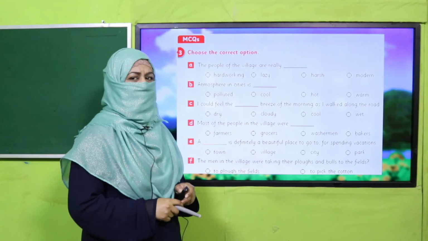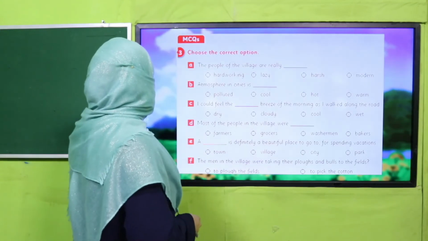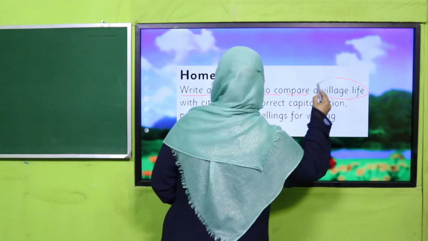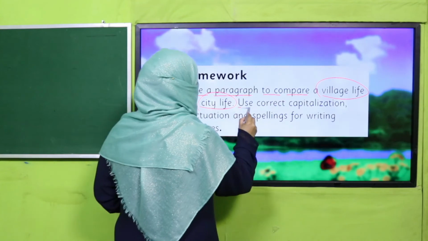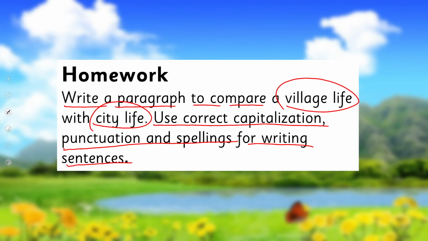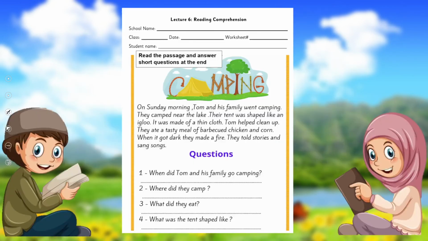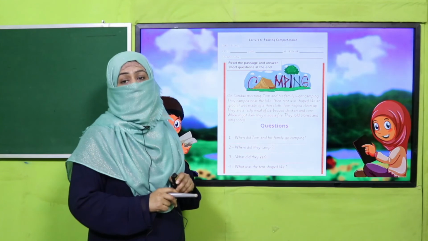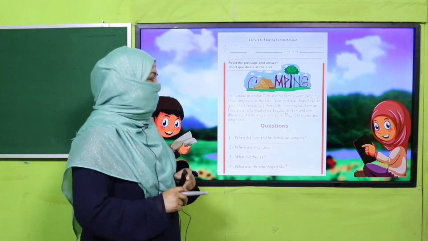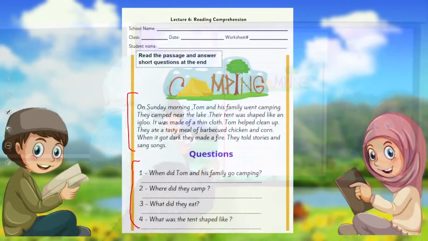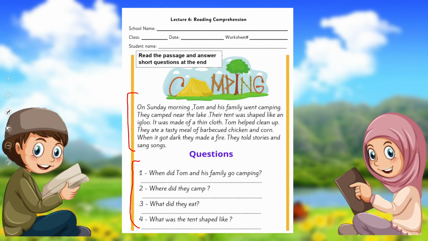Yes, my dear children, are you done? Good job, quick work. Now it's time for your homework. You will write a paragraph to compare village life with city life. You will use correct capitalization, punctuation, and spellings for writing this paragraph. And I'm giving you a worksheet, my dear fellow teachers. This worksheet, lesson plan, PowerPoint presentation links are given. You may click it, download it, and kindly provide a printed worksheet to students for practice. And my dear children, here is a text, and you have to answer these questions by the scanning technique to reach the specific information.